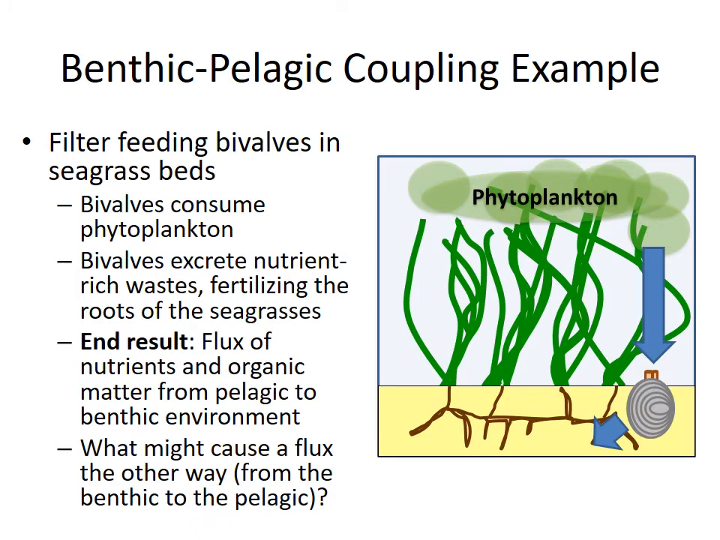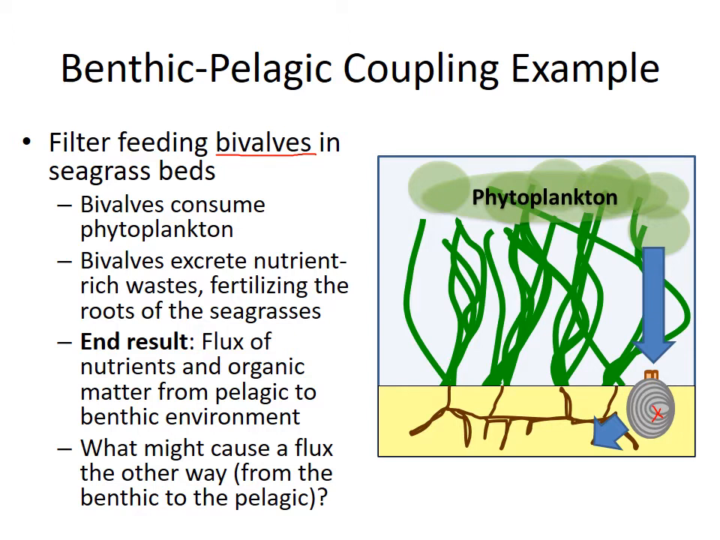Here's a specific example of benthic pelagic coupling. It's with filter feeding bivalves in seagrass beds. Bivalves is a word for mollusks that have two parts to their shell with a hinge. So something like a clam or a mussel would be a bivalve. In this case, the bivalve is this shelled organism here.